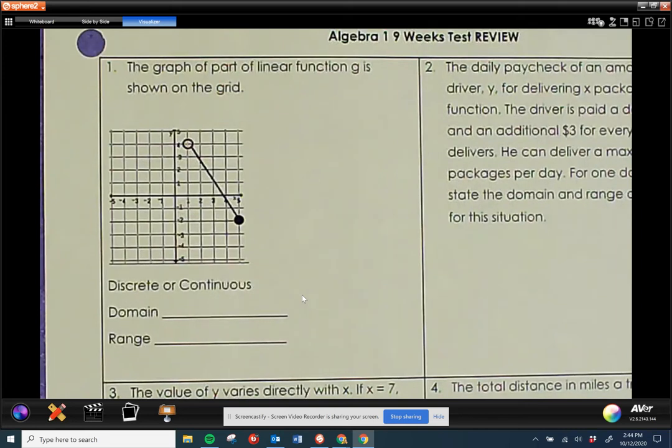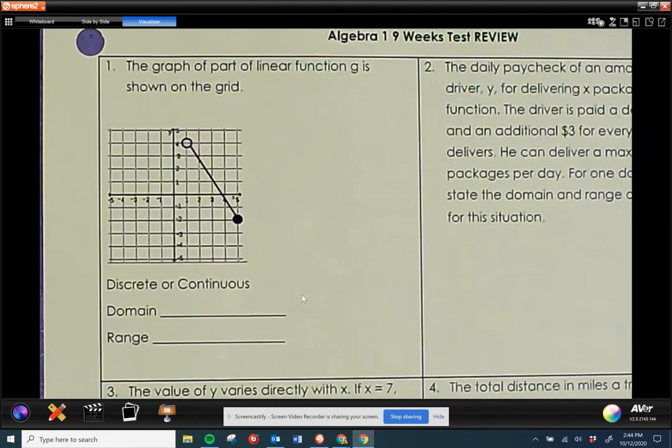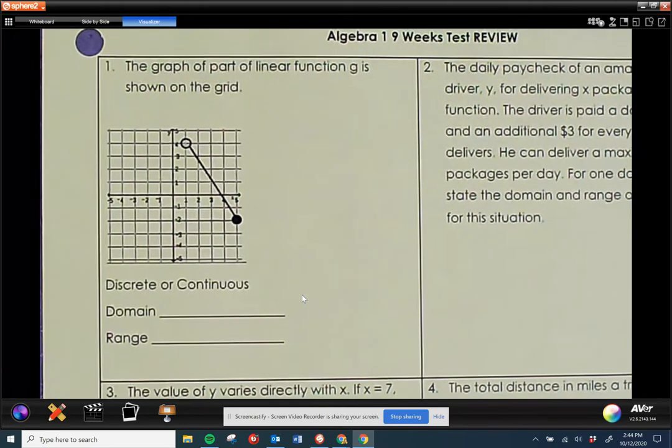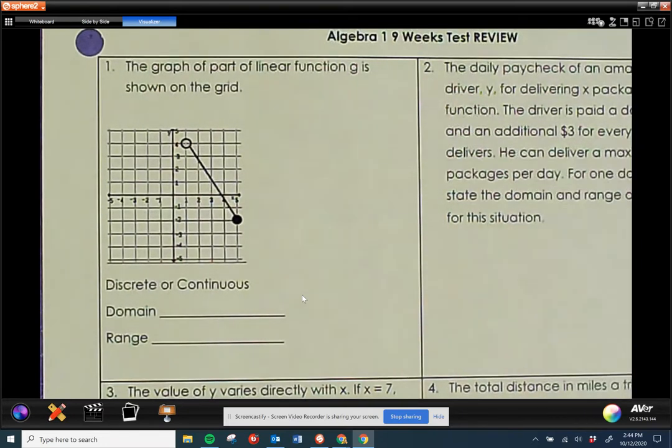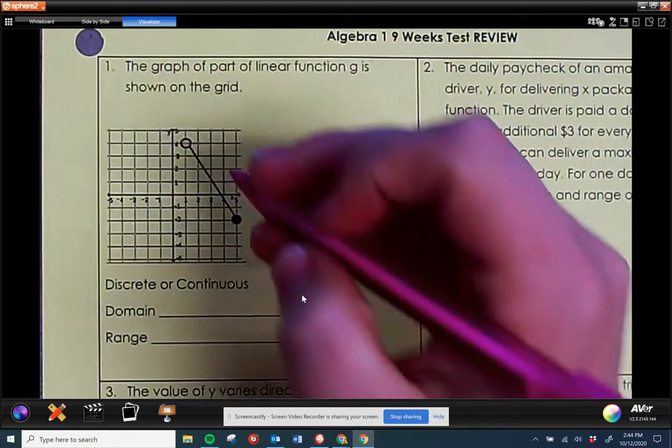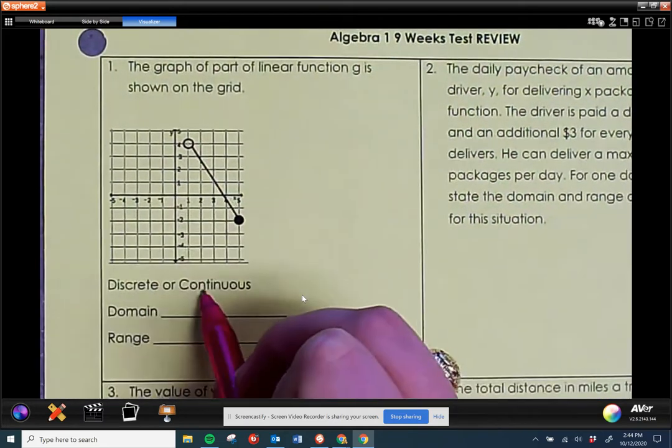So I'm going to just go through the review for our 9 weeks test and walk through how to do each problem so you guys will be prepared for your exam on Wednesday. So the first question says the graph of part of a linear function g is shown on the grid. Okay, so first off it asks us, is this discrete or continuous?